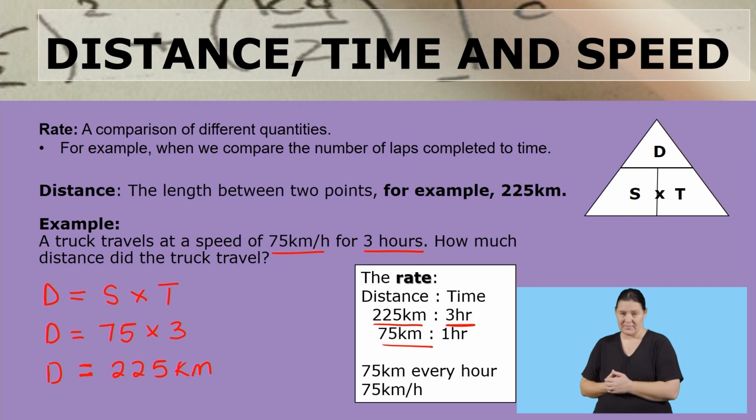So remember, you'd be dividing by 3 both sides. So that would be 225 divided by 3 and also 3 divided by 3. That will give us 75 is to 1 hour. What does this mean? It means our rate is 75 kilometers every hour, which is 75 kilometers per hour.